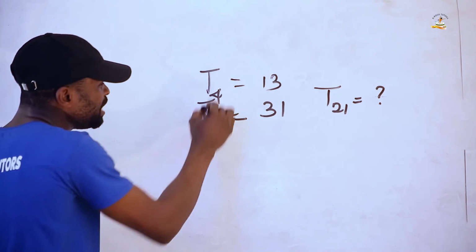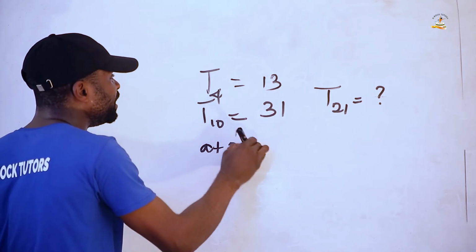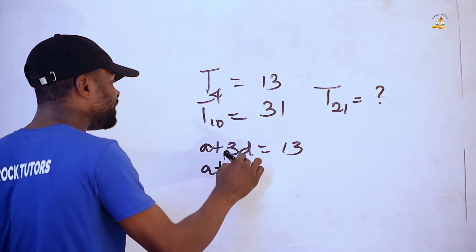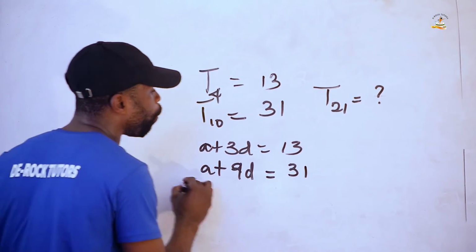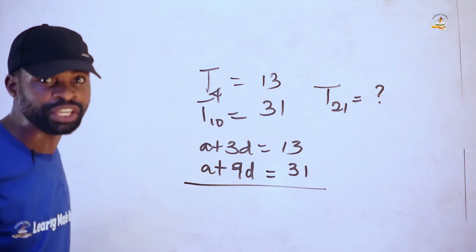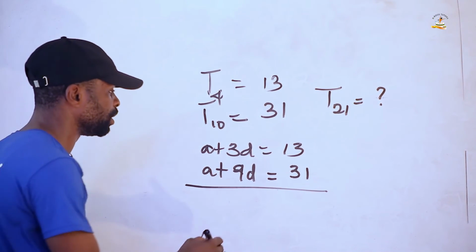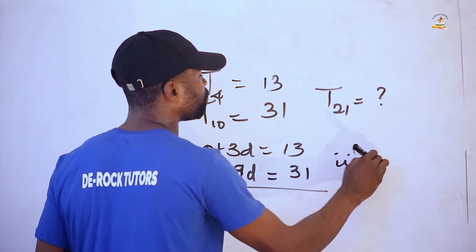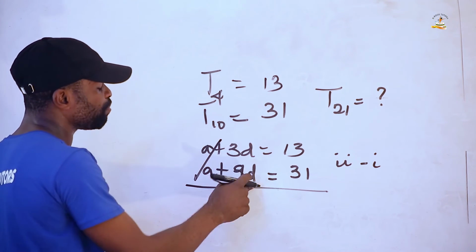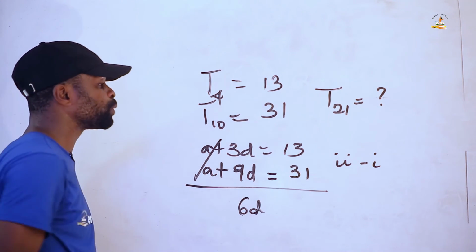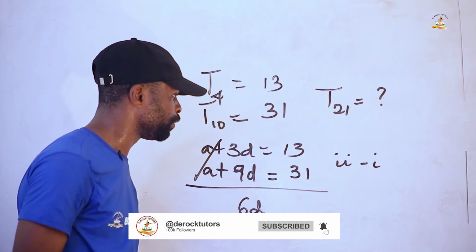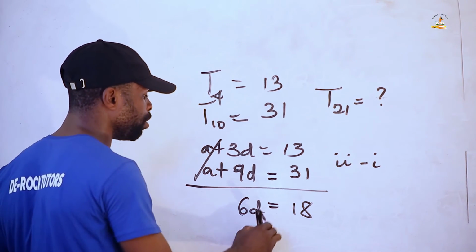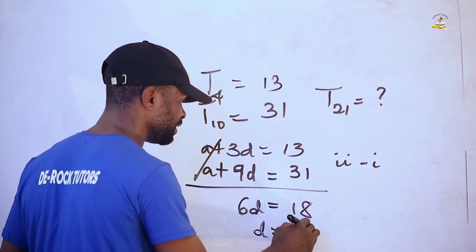As it is here, the fourth term is A plus 3D, which is equal to 13, and the 10th term is A plus 9D, which is equal to 31. What we just have to do here is, we have two equations, then we solve simultaneously. How do we solve simultaneously? We subtract equation 1 from equation 2. Here, 3D from 9D will give us 6D, and if you subtract 13 from 31, what you have is 18. Therefore, the common difference is 3.